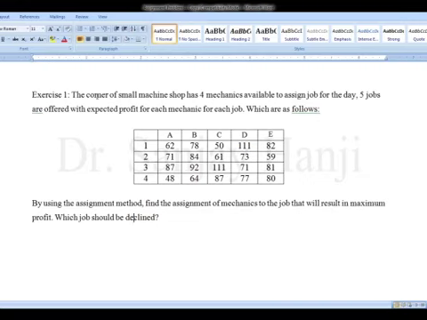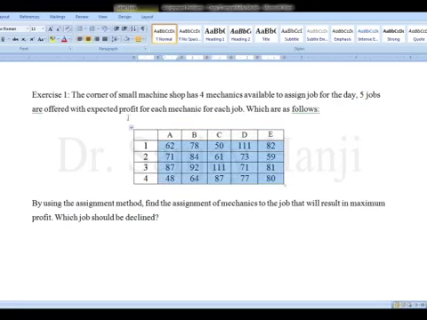So how to identify whether it is a maximization problem? Because there will be profits given here. If there is a profit, then these are all profits given for each person and each job. So how to deal with this? Now, the owner of a small machine shop has 4 mechanics. These are the 4 mechanics available to assign the job for the day. There are 5 jobs that are offered with expected profits. These are the profits for each mechanic for each job, which are as follows.